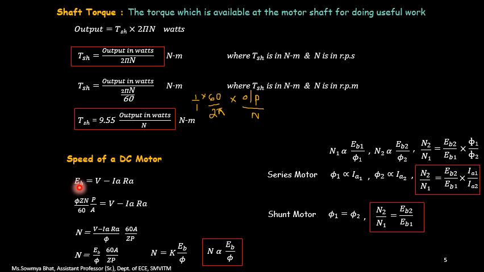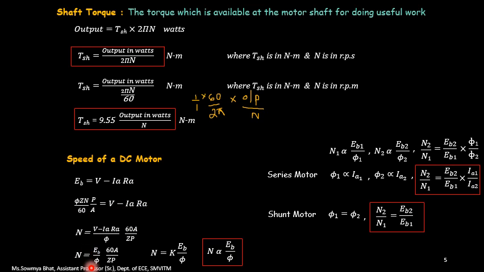What is this back EMF? I have divided it by 60, which means that I have considered the revolutions per minute formula, and the EB value is phi ZNP divided by 60A, which is equated as equal to V minus IA into RA. From this, calculate what is the value of N. N value will come out as V minus IA into RA divided by phi into 60A divided by ZP. This is just rearranging the equation from this particular form.